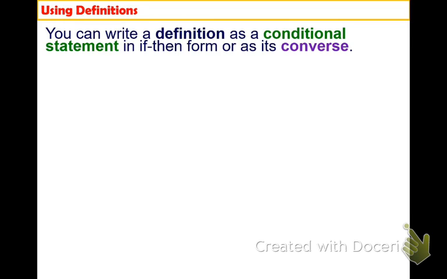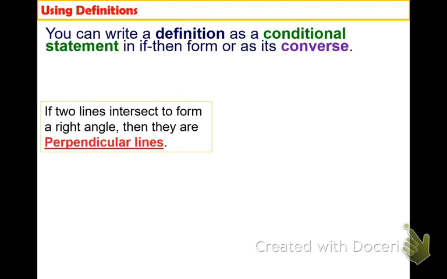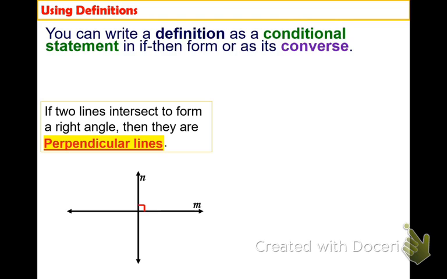So, two lines that intersect and form a right angle. The definition in your textbook says if two lines intersect to form a right angle, then they are perpendicular lines. So you'll see a picture that looks like this. How do I know these two intersect and form a right angle? What this picture tells me.